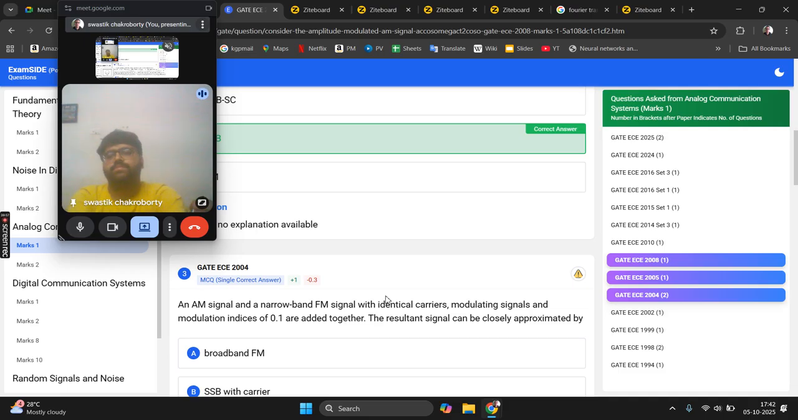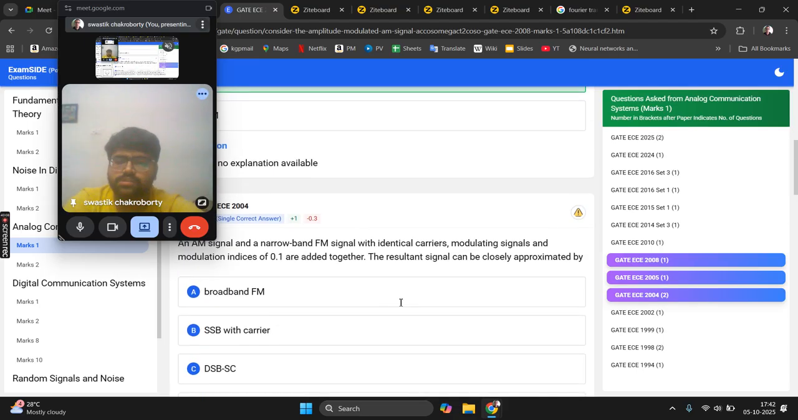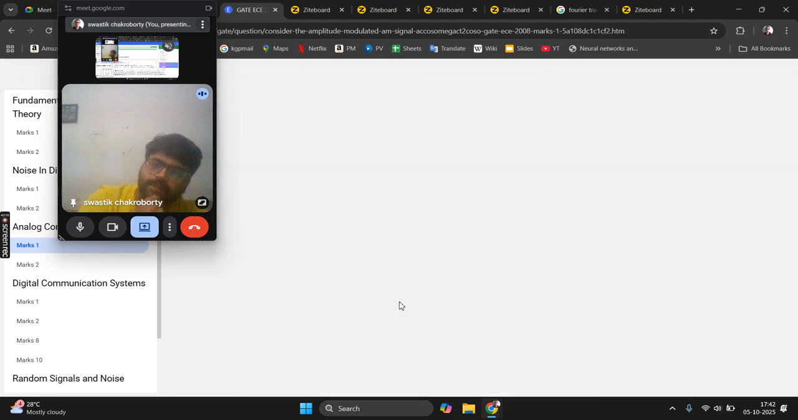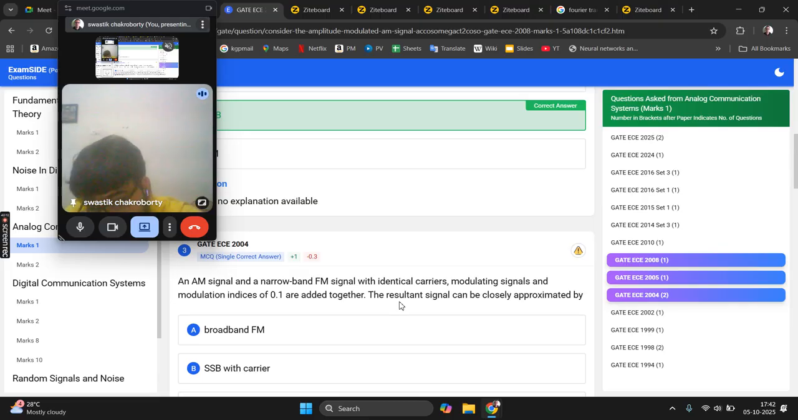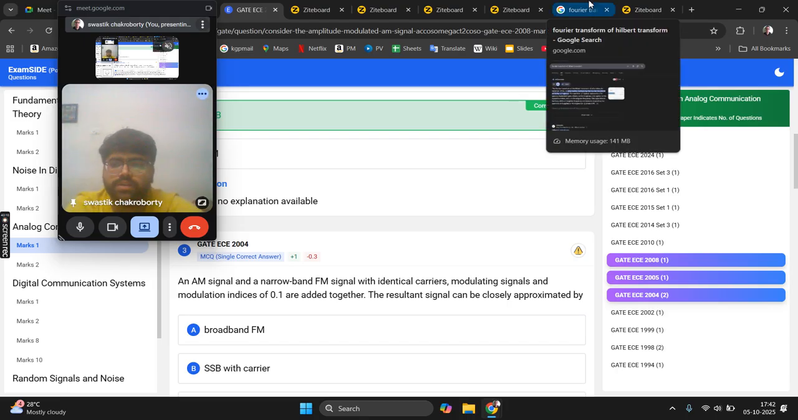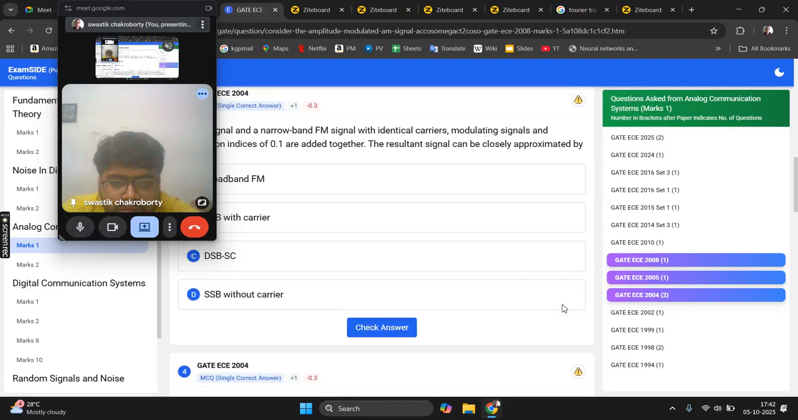Next, an AM signal and a narrowband FM signal with identical carriers, modulating signals and modulation indices are added together. So this one is a bit complicated. There is an AM signal and there is a narrowband FM signal. A narrowband FM signal means the frequency deviation is much less than the carrier frequency.